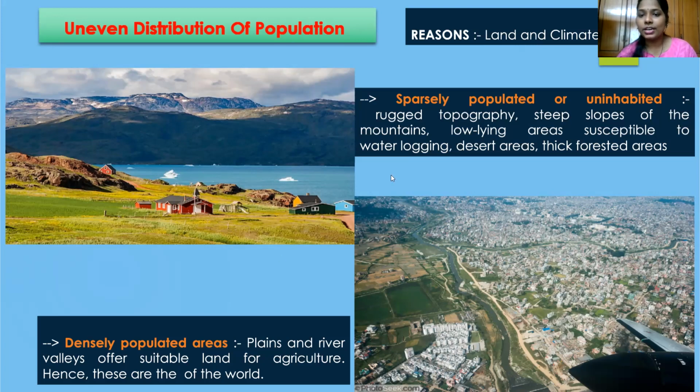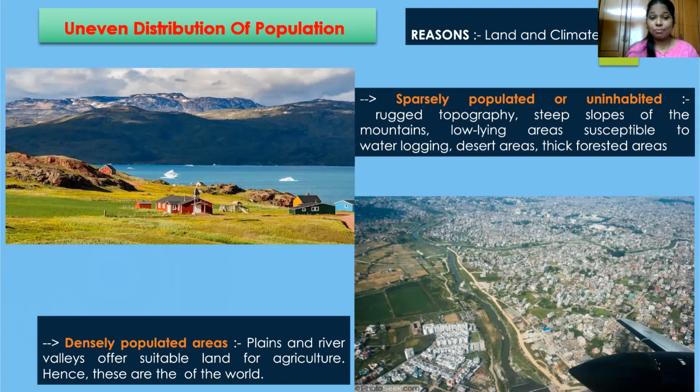The sparsely populated regions are where there is rough topography, steep slopes, low-lying areas where the water gets locked, and desert areas where the land is sand, like the sand dunes in the Rajasthan area in our India. Then we have thick forested areas, the dense forest areas, where people will not be living, or only sparsely, like tribals. Some tribals are living in those regions.